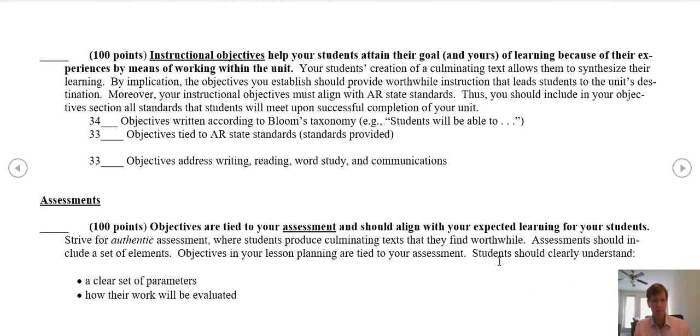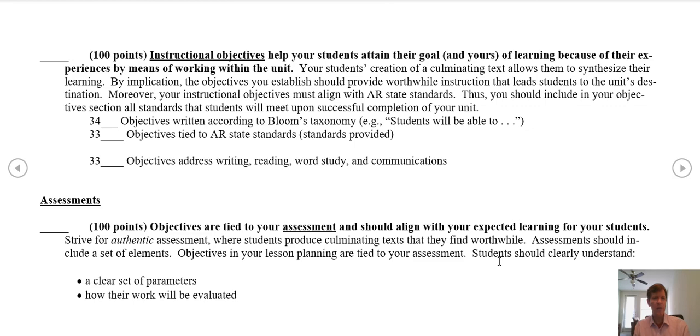You should have the instructional objectives there. They should be written according to Bloom's taxonomy, which we'll study further in this course. They should meet Arkansas State standards. And I should see the language arts connected with your subject material, reading, writing, speaking, listening, viewing, no matter what subject material you test with.